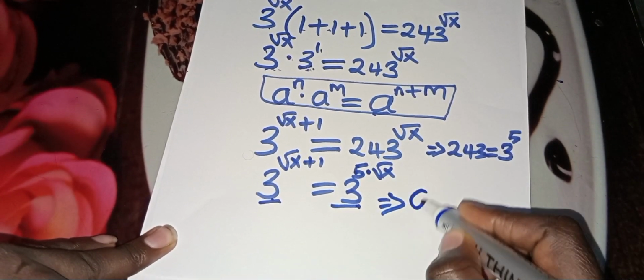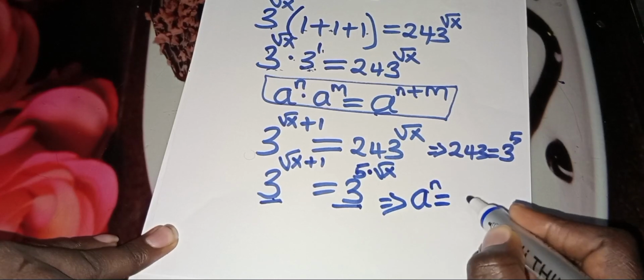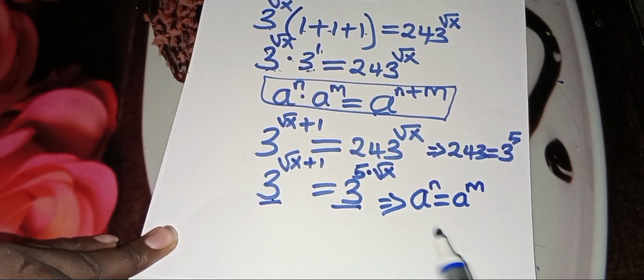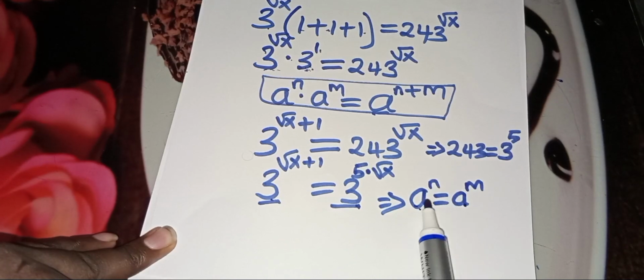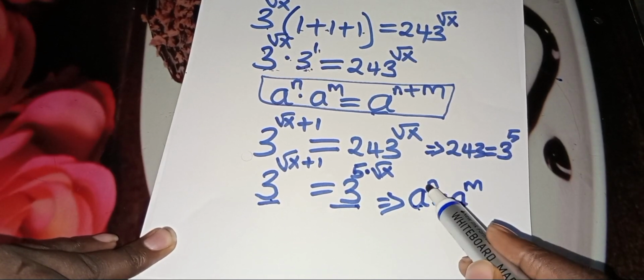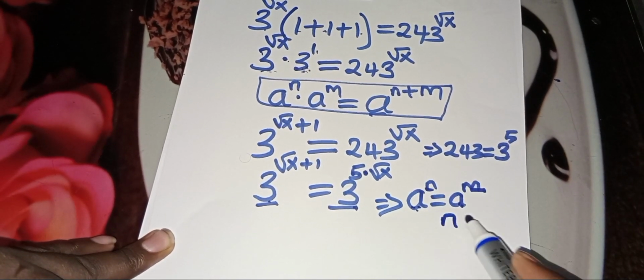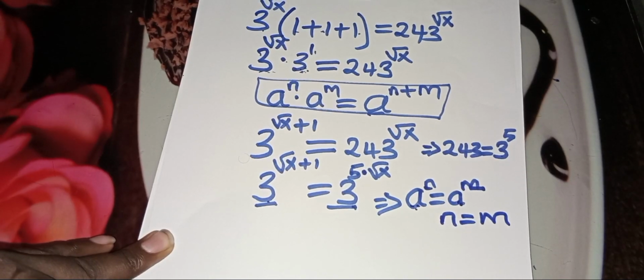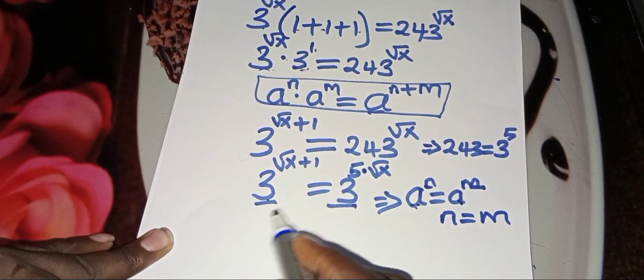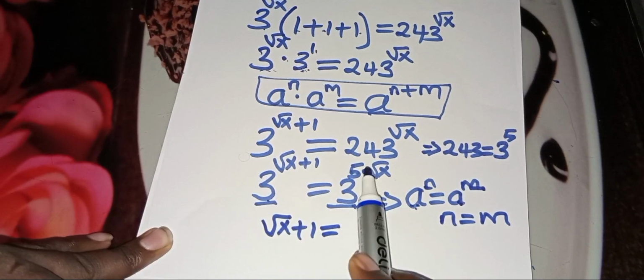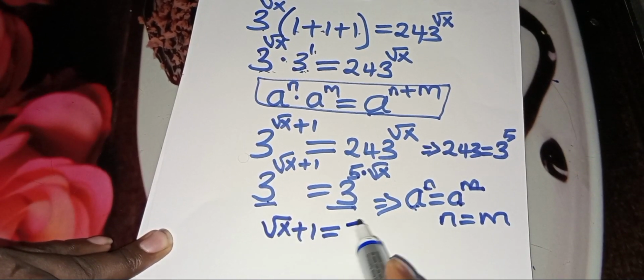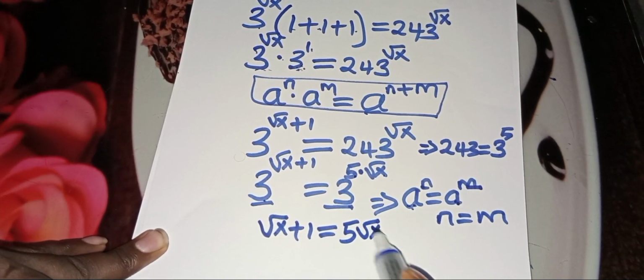that means that if you have a raised to power n, this is equal to a raised to power m. That shows that the bases are common. A is equal to a. And if the bases are common, we just consider the powers. So you'll have n should be equal to m. Okay? So in our case, we are going to have square root of x plus 1. This is equal to 5 multiplied by x, which is 5 square root of x. Okay?